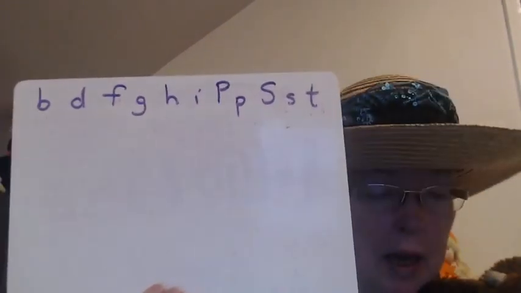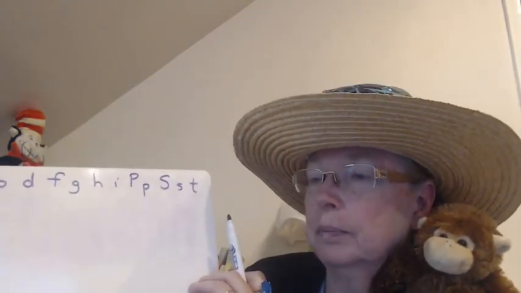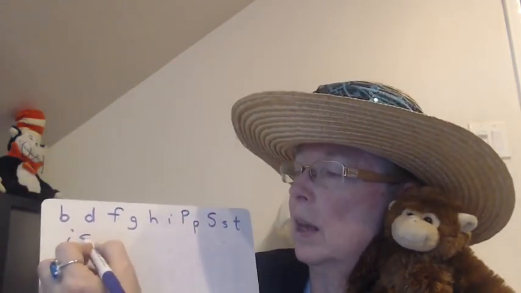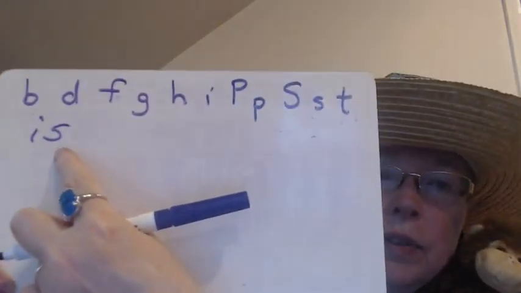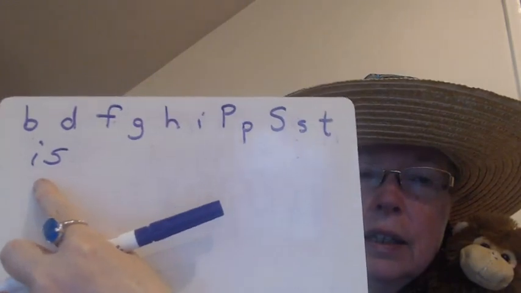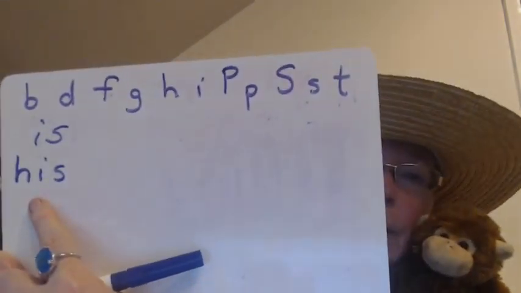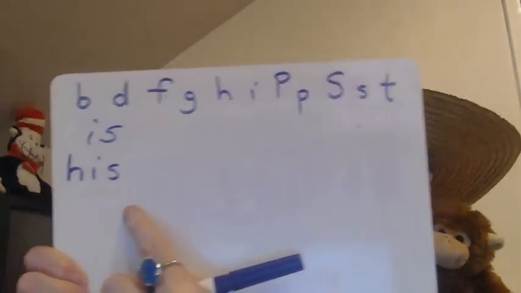All right, let's go ahead and make our words. We ready, Tops? Yes, we are. Okay, so let's get started. Let's go ahead and start with I, S, and we have is. Now let's go ahead and add an H in front of is. And we get the word his. Is. His.